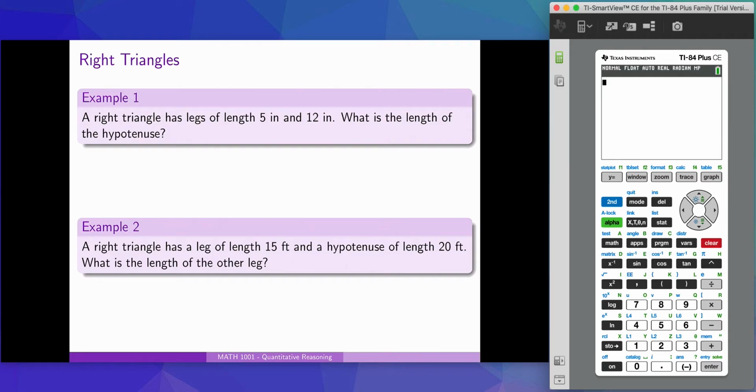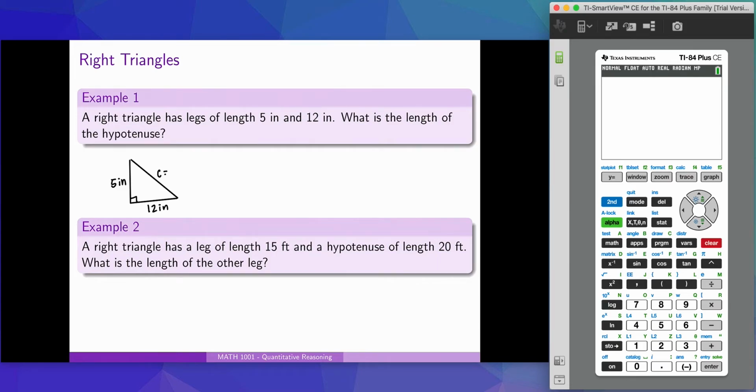So let's do a couple examples. A right triangle that we're given has legs of length 5 inches and 12 inches. What is the length of the hypotenuse? So first of all, let's draw a right triangle. Okay, so there's my right triangle, and even though it doesn't look perfect, I'll put a little square right there to say this is my right triangle. And its legs are length 5 inches and 12 inches. This is not to scale, but that's okay. I'm just drawing a little diagram.